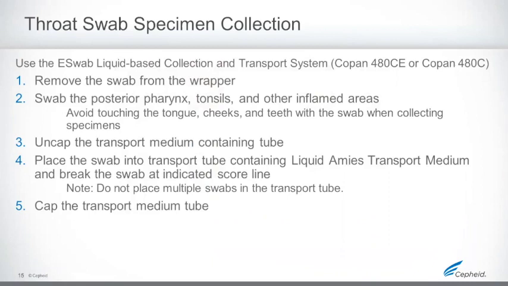Step 1, remove the swab from the wrapper. Step 2, swab the posterior pharynx, tonsils, and other inflamed areas. Avoid touching the tongue, cheeks, and teeth with the swab when collecting specimens. Uncap the transport medium containing tube. Place the swab into the transport tube containing liquid Amies transport medium and break the swab at the indicated score line. Do not place multiple swabs in the transport tube. Cap the transport medium tube.